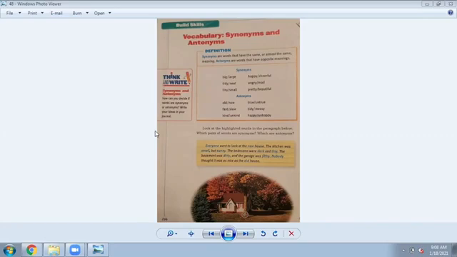Okay, number 4. He made a quick getaway in a fast car. Synonyms. Synonym, that's right. They have the same meaning, quick and fast.